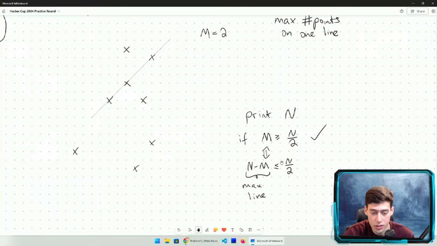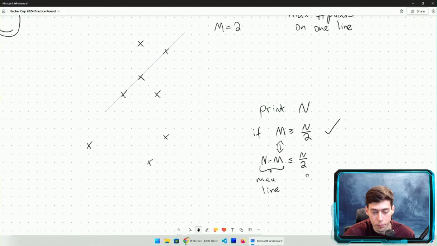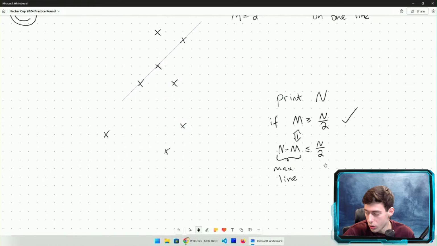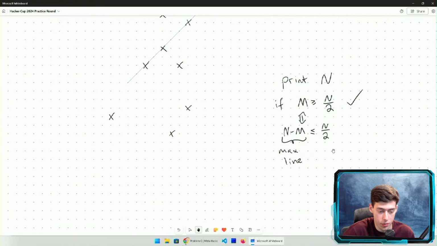So in this case, if n minus m, which is the largest number of points on one line, is at most n over 2, then we can just print n. But this is the difficult case here. So this is where the largest line is at most half of the whole number of points. So all we need to do is find.